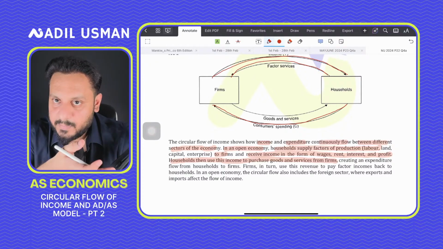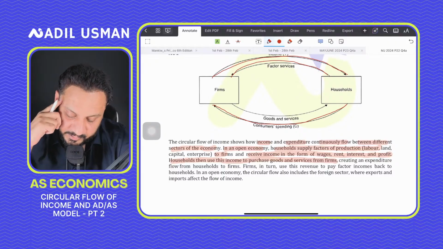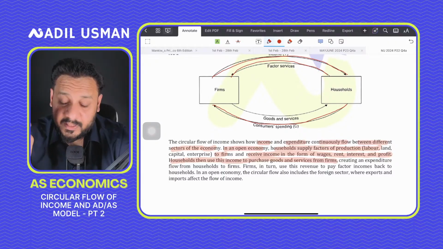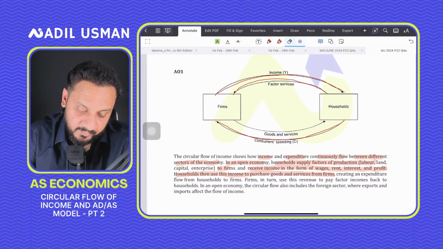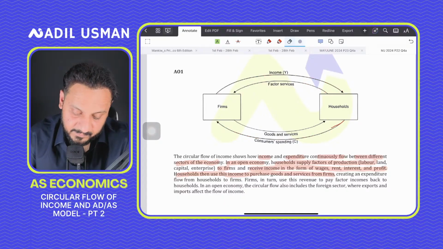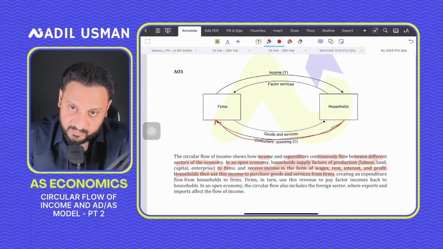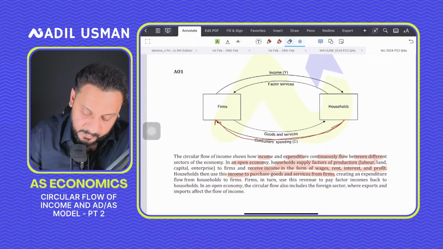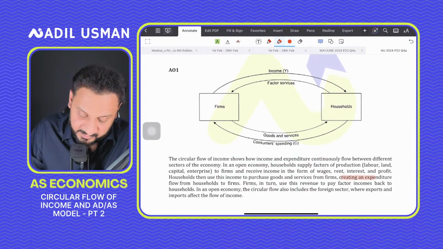They will use that money and pay back to the firms, and that would be counted as consumer spending, that is C. And we know that firms obviously will use that money to pay factor services back to households. So this is basically the expenditure flow. The flow of expenditure and income is basically households buying goods and services from firms, which is creating an expenditure. This is what you need to actually mention in the answer, that the households that are buying goods and services from firms, that is creating an expenditure flow.